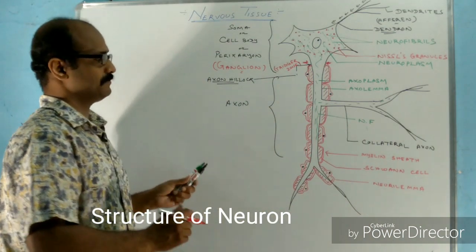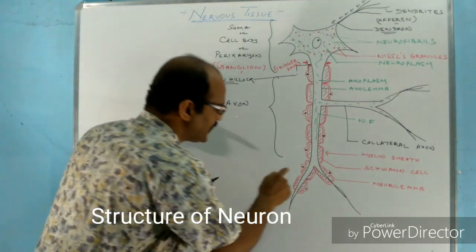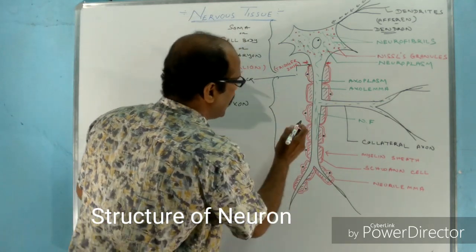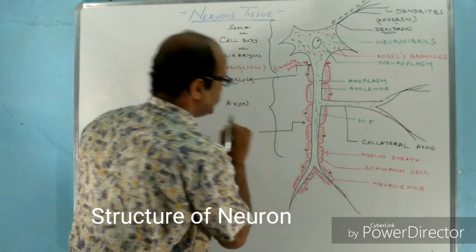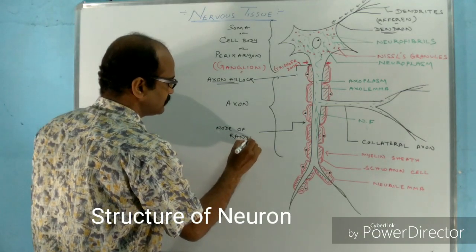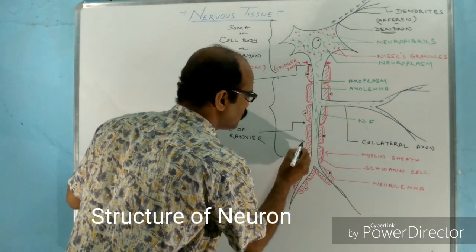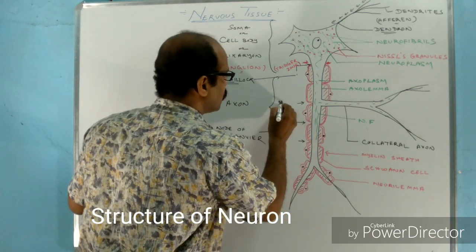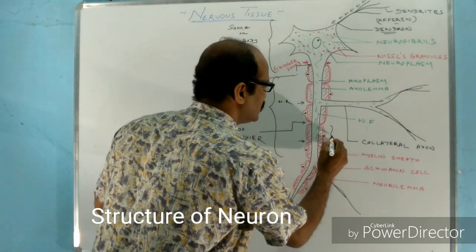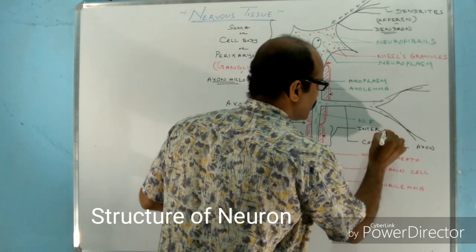Such a myelin sheath is not continuous. It is interrupted by many gaps. So in between two neighboring Schwann cells, there is a gap, and this gap is known as the node of Ranvier. So this is another node, this is another node, nodes of Ranvier. In between two nodes, this portion or region is known as the internode.